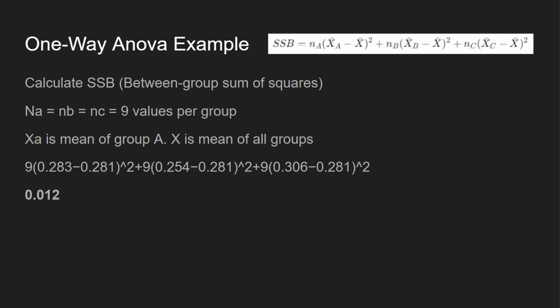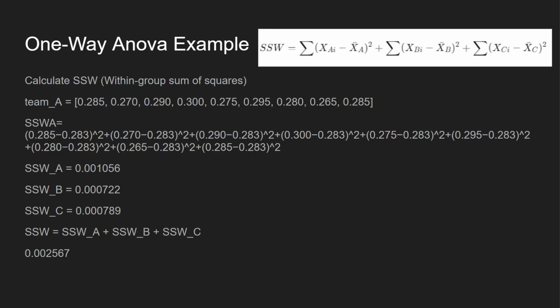I have the formula over here at the top right. N_A, N_B, and N_C are the group sizes, and each of them is going to be 9. X̄_A is the mean of group A, and X̄ is just the mean of all the groups. You plug in the numbers, and you get 0.012.